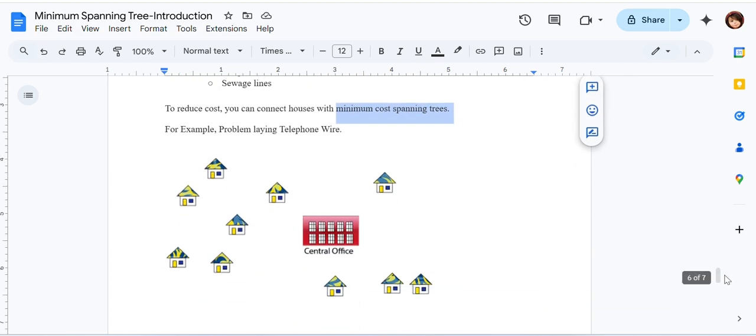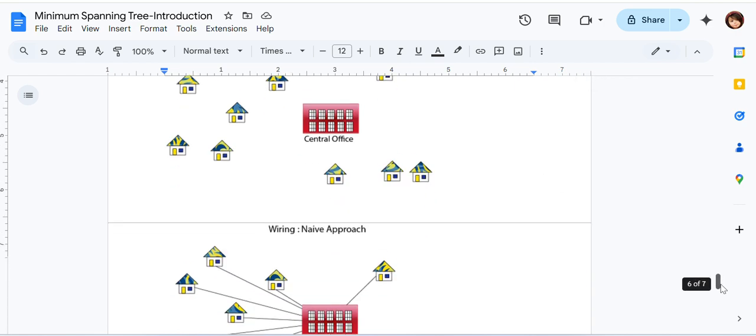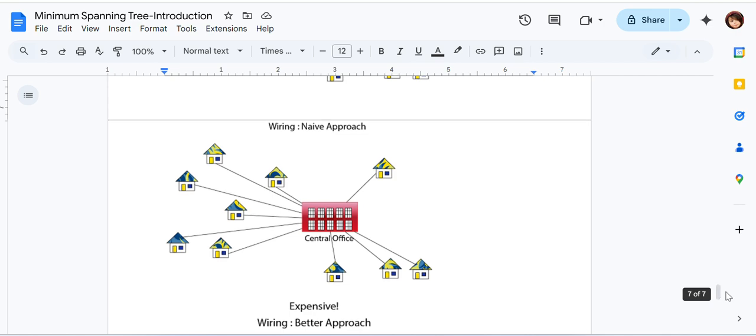For example, please consider a problem of laying telephone wire. We have a telephone central office over here, and we have multiple homes here. We are going to connect telephone wire to all the homes. So this will be your naive approach. Now, how are we going to provide a solution for this? If from the central office I give each and every house a unique connection using a wire from here to here, again one wire from here to here, and from here to here one wire, something like this.